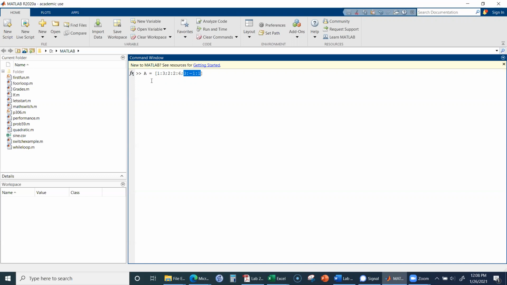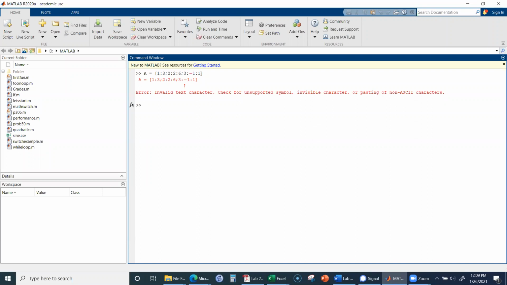So 3:-1:1 means that the increment over here will be minus 1. So from 3 to minus 1 is 2, and then from 2 to minus 1 is 1. So now if I enter it, the result I obtain is, there is some error, invalid text character. Okay, maybe because I just copy and pasted, that's why it happened like this.